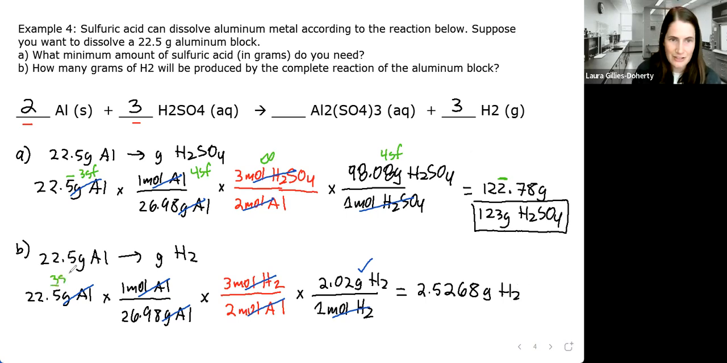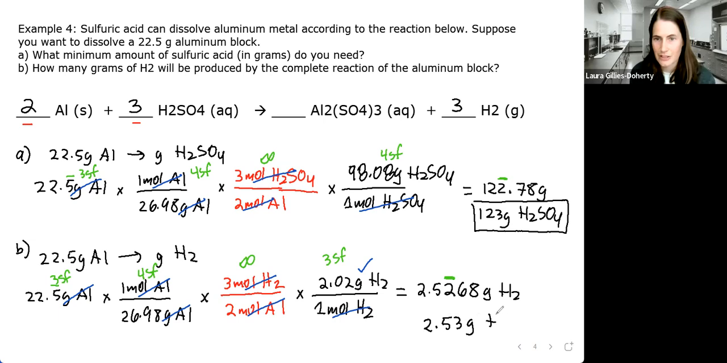So we have 3 sig figs in our starting value. We had 4 sig figs in our molar mass, infinite sig figs in our mole to mole calculation, 3 sig figs in the molar mass of hydrogen. So we're limited to 3 sig figs here. So your final answer would be 2.53 grams of hydrogen.